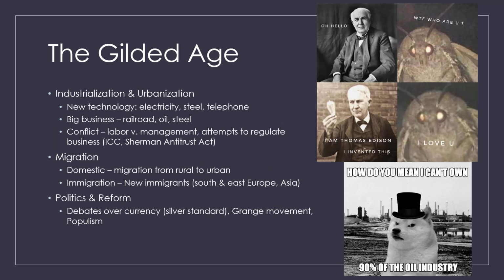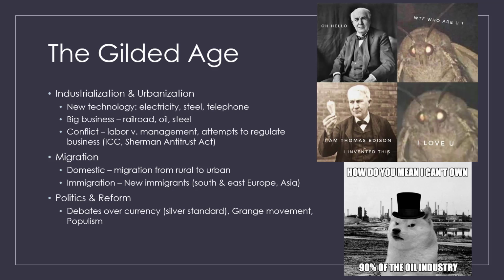All right, Gilded Age, three big things going on. First, industrialization, urbanization. A lot of new technology came out after the end of the Civil War. Electrical power, steel, and the telephone improved communications and really improved business, made the country seem a whole lot smaller, easier to get around. You also have the rise of big business and trusts, monopolies, something you hadn't seen before, but there was also conflict, particularly between labor and management, and at least initially the government will side with management in those disputes.